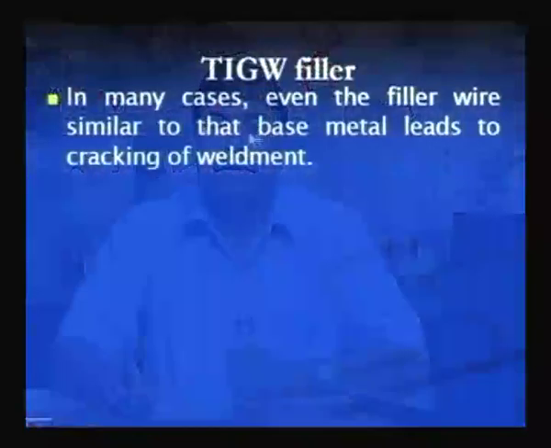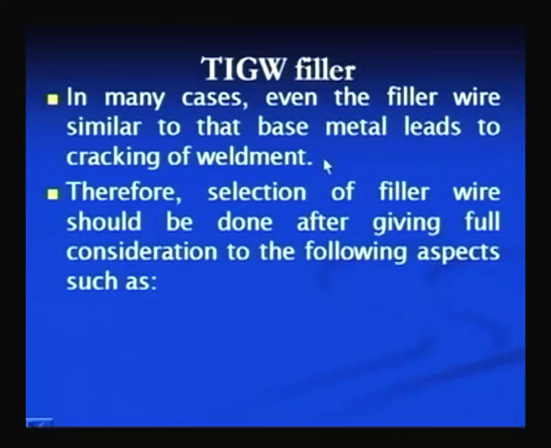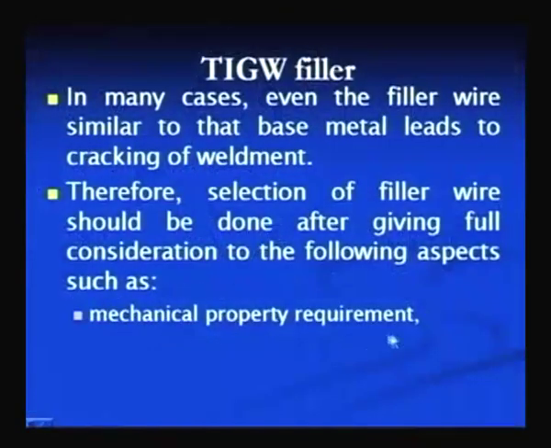So, similar filler metal, same as that of the base metal, can also lead to the cracking of the weldment. Therefore, proper selection of the filler metal is important for successful welding. Some points are to be considered when selecting the filler wire for the tungsten inert gas welding process for joining of a given material, and these points are: mechanical property requirement. We have to see what weld joint will be produced after the welding and what will be its mechanical strength or the mechanical characteristics.